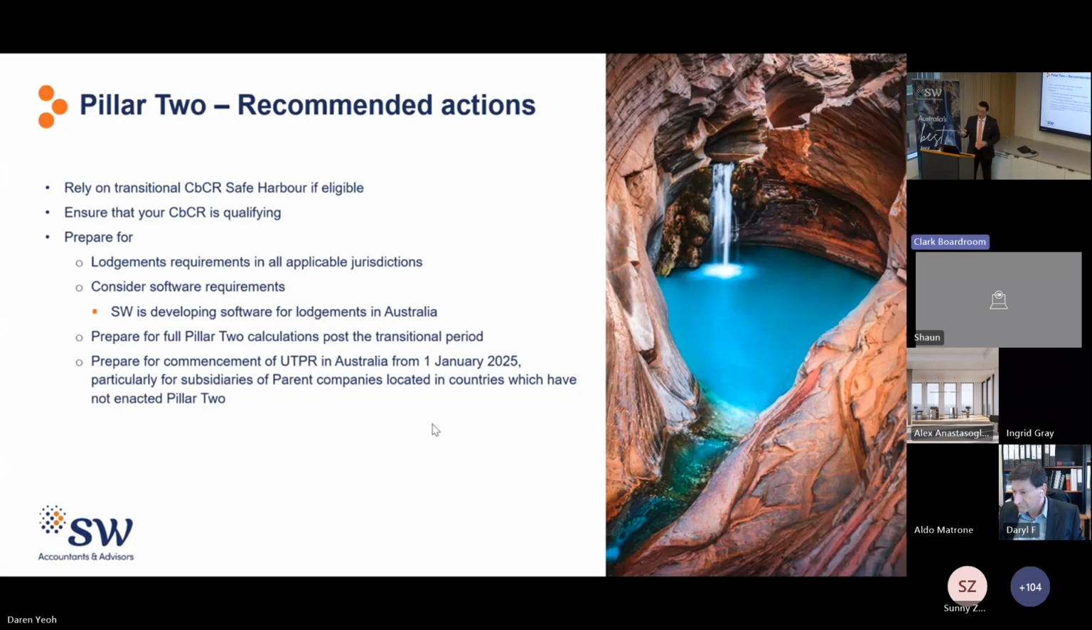Also, for 2025, you need to prepare for the under-taxed profits rule. So your auditors will come to you and they'll say, hey, prove to me that you in Australia are not subject to top-up tax of all your other group entities all around the world. So you need to provide that evidence that this UTPR is not triggered. So you need to prepare for this.